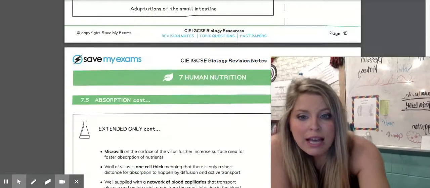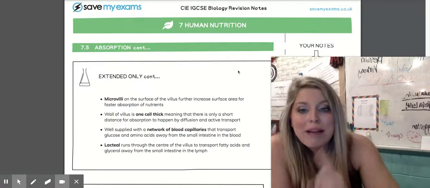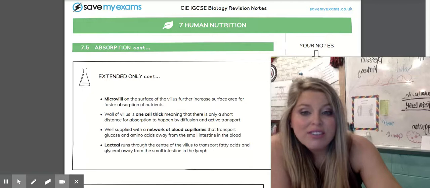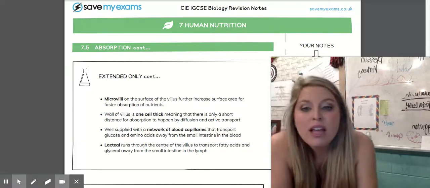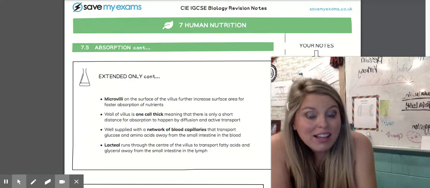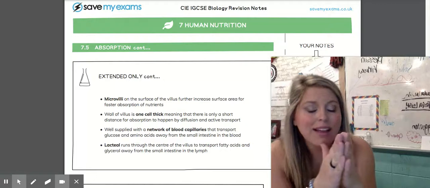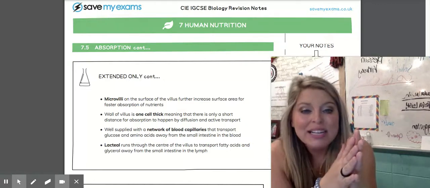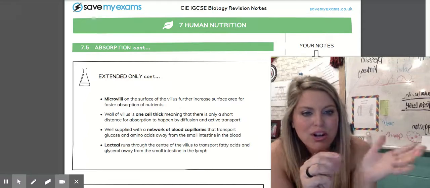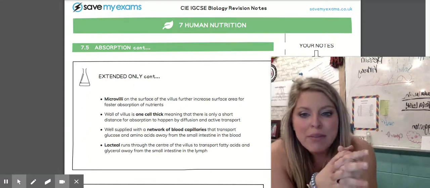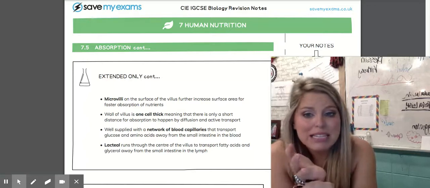Okay. Let's look at some extended information. Microvilli on the surface of the villus further increase surface area for faster absorption of nutrients. The walls of the villi are only 1 cell thick, so they're very, very thinly walled to allow that absorption to happen faster. So the thinner the walls are, the faster absorption can happen. And they're well supplied with that network of blood capillaries for more transport to happen easily.